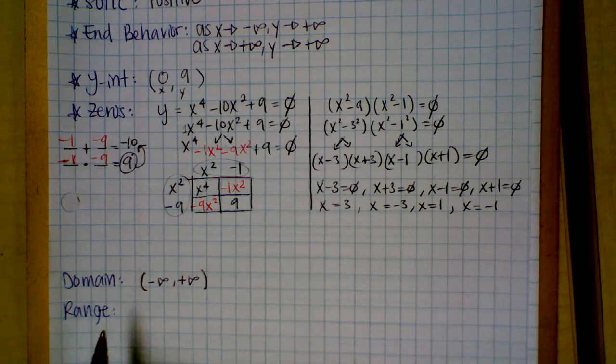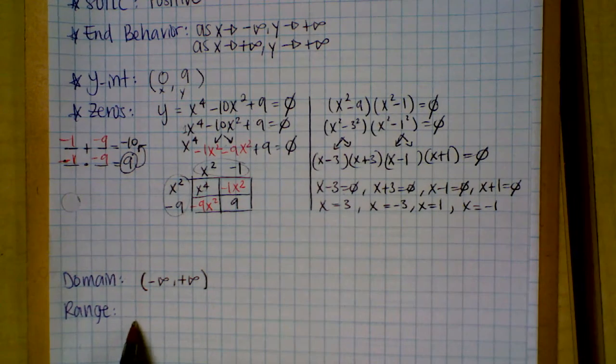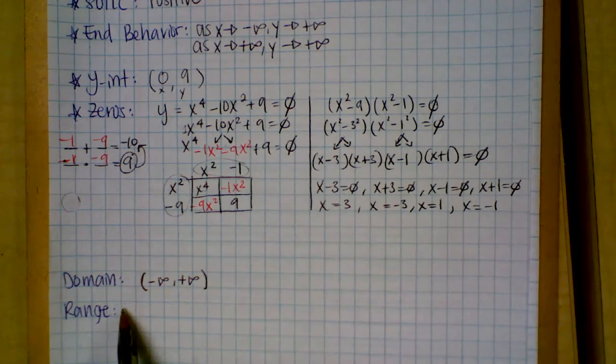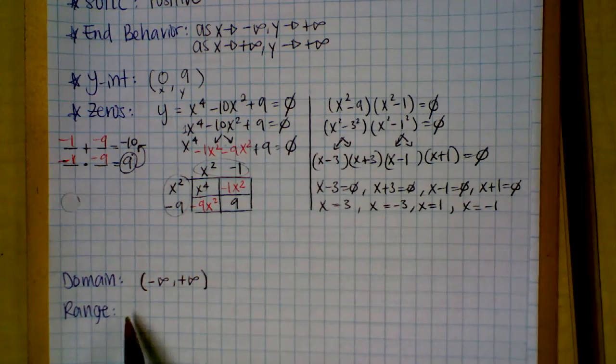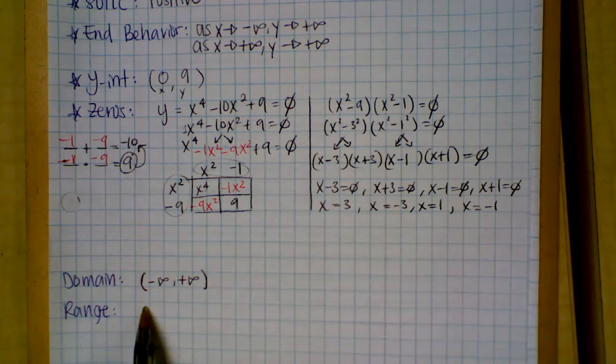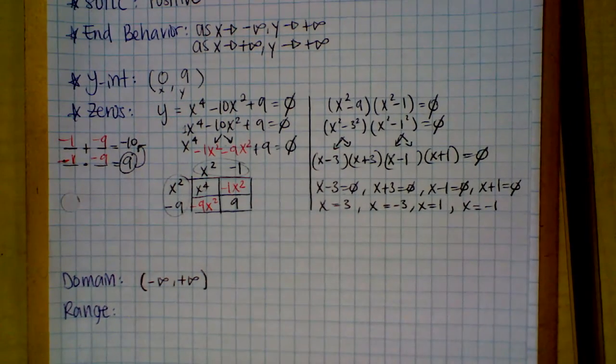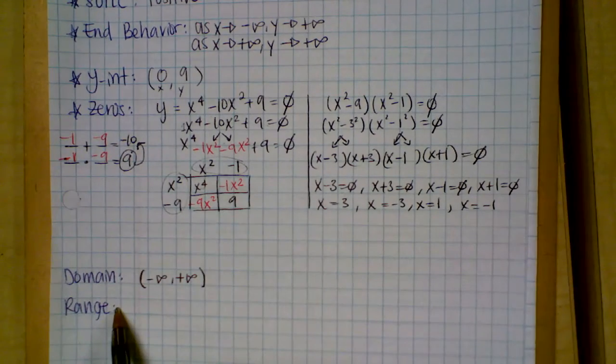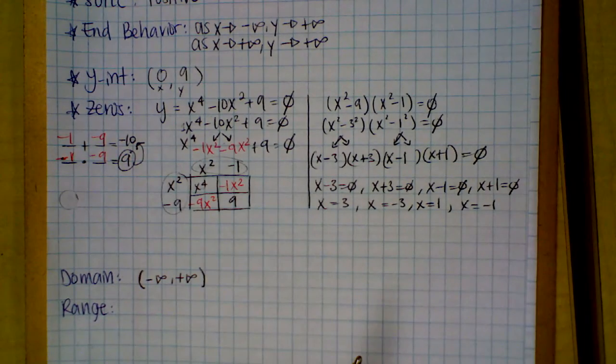Okay. Then for the range, I am going to wait until you graph it to identify the range, because the range for an even degree polynomial is not the same as for an odd degree polynomial. For an odd degree polynomial, we say it's all real numbers, but that's not the case for even degree. So the degree here is even, so it's not the same. It's not all real numbers. I'm going to show you shortly.